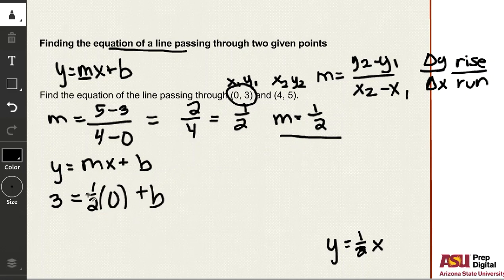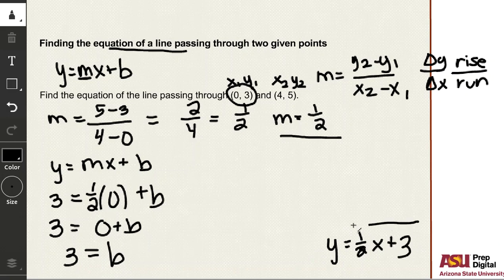Well, again, anything times 0 is 0. So I have 3 equals 0 plus b. Well, subtracting 0 doesn't change anything. So now I found my b. So my final answer, y equals 1/2 x plus 3. And that is my final equation.